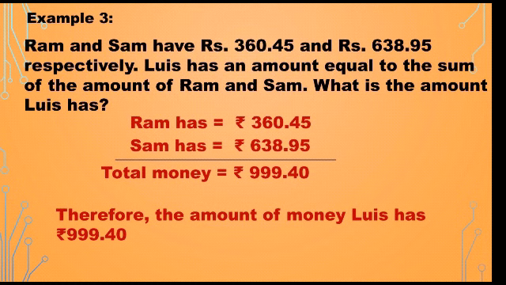So how much amount does Louis have? That is the sum of the amount of Ram and Sham. So what is the amount Louis has? Here we need to add, because we get the clue that we need to add the amount of Ram as well as the amount of Sham. So after adding we have got 990 rupees 40 paise. This is the amount of Louis.